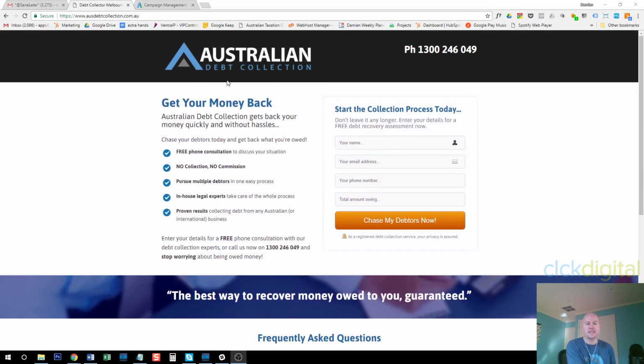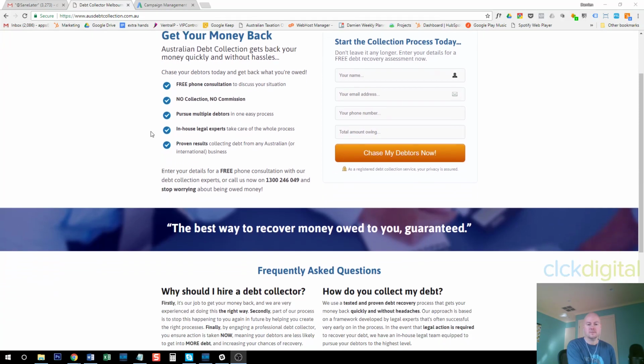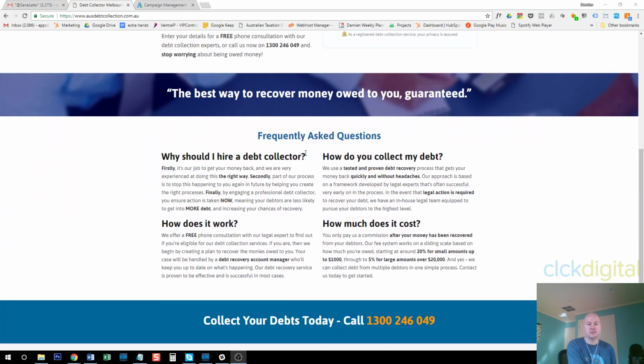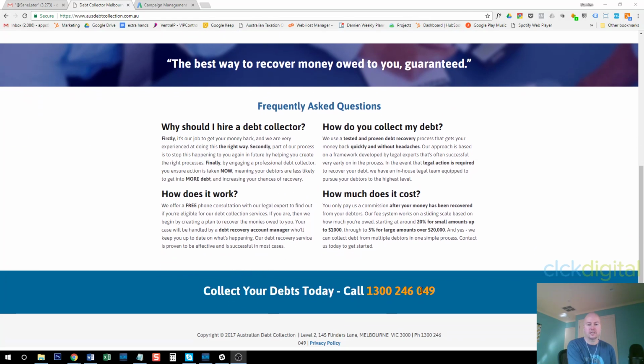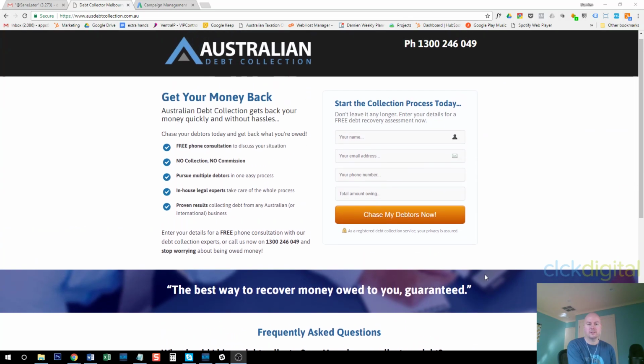If we have a look at this landing page, as you can see, it is very simple. There's not a lot for someone to do. There's no navigation. We have our phone number above the fold. We have a form here on the right. There's some copy on the left. And then if you scroll down the page, you'll see some frequently asked questions addressed. And again, phone number at the bottom with a call to action. Collect your debts today, call this number. We have the address and a privacy policy. So it's a very simple landing page.